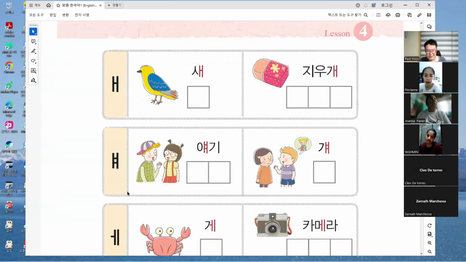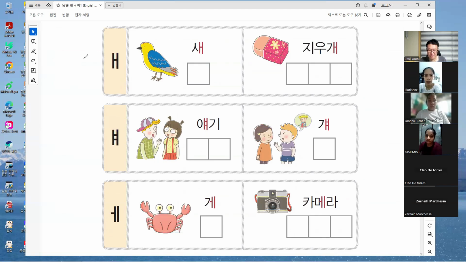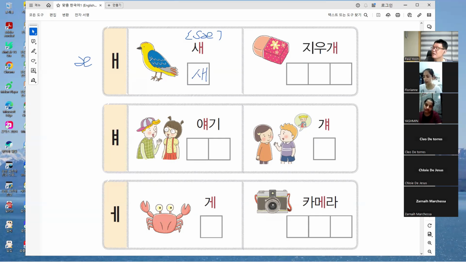So, let's practice with real Korean vocabulary. Okay, at first, about e. I said this vowel sound e, right? So, can you read this? S and E. Se. What is se? Bird. A bird. Se, bird.